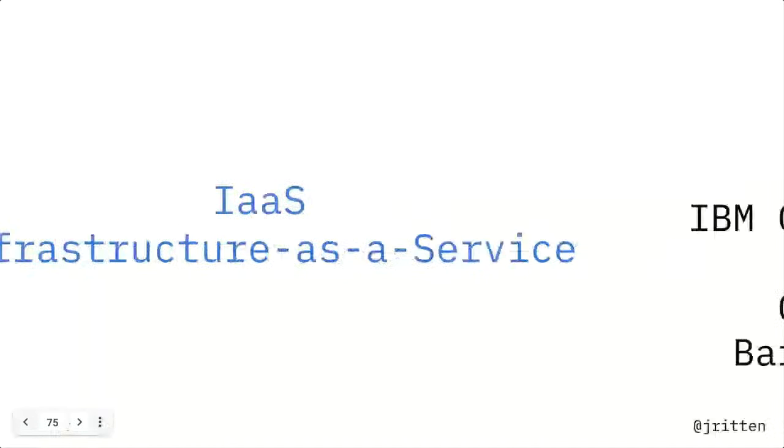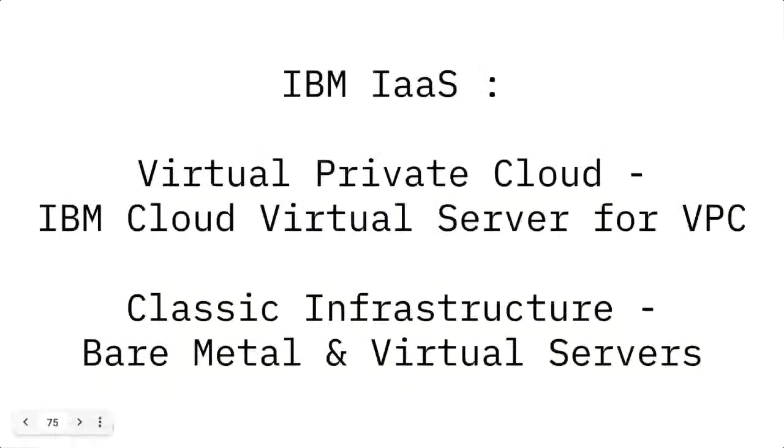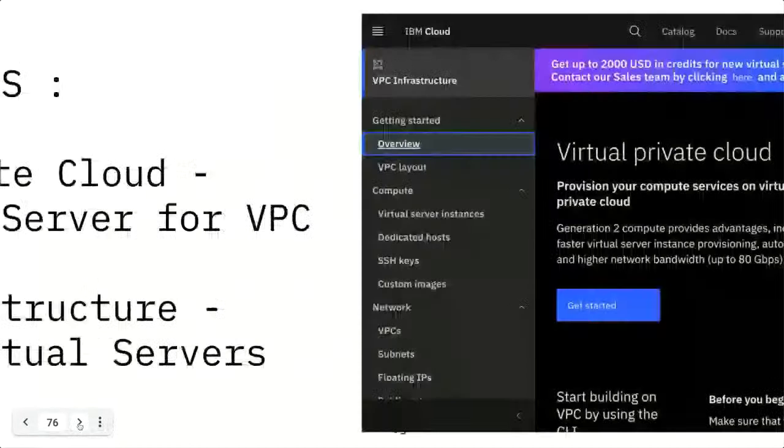So our IBM Cloud infrastructure as a service offerings are, as I mentioned before, IBM Cloud Virtual Server for Virtual Private Cloud, and then our classic infrastructure. We have Virtual Private Cloud and classic infrastructure. For our virtual private cloud, we have our IBM Cloud Virtual Server, and for classic infrastructure, we have bare metal and virtual servers. So this is what it looks like here.